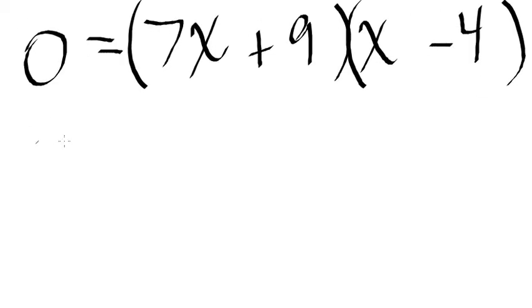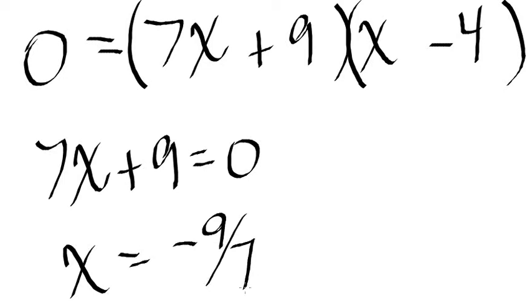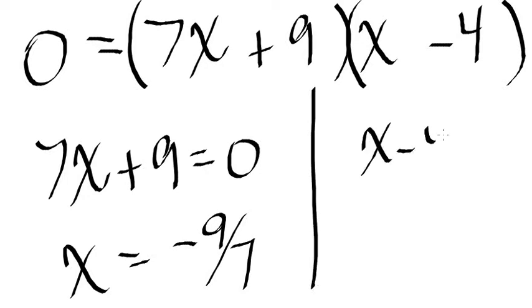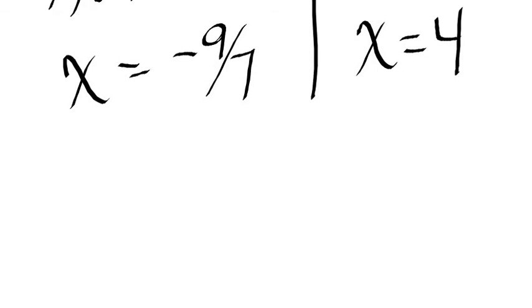So we set both these factors equal to 0. Solve for x at this point. It should all be trivial. Negative 9/7. And then x minus 4 is equal to 0. This becomes x is equal to 4. So these are your two possible solutions, negative 9/7 and 4.